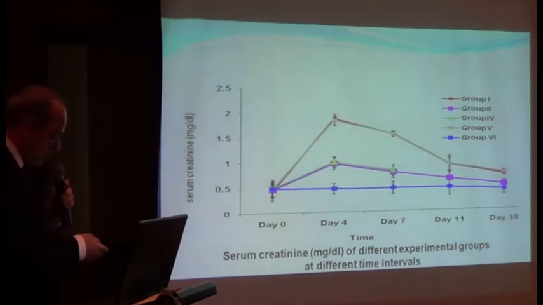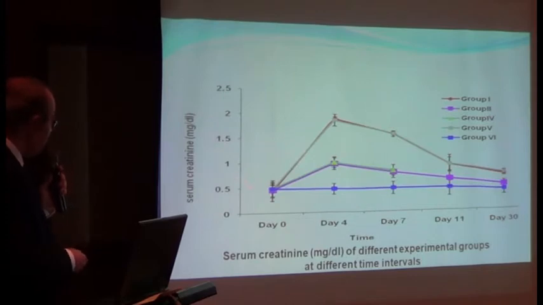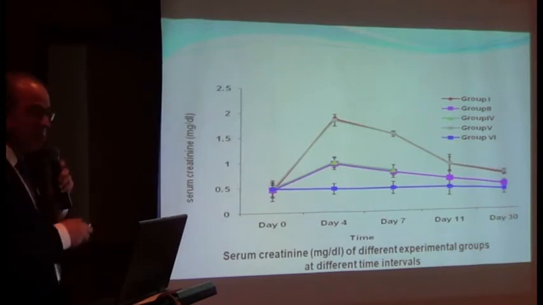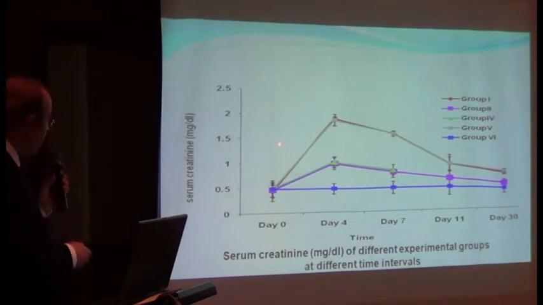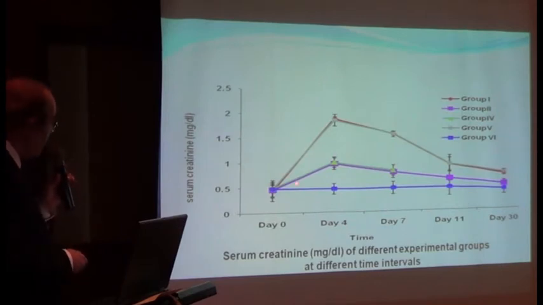Okay, this is the serum creatinine. This is the group of normal rats, serum creatinine. And this is the creatinine change in the cisplatin-treated group. You see a significant increase in serum creatinine. And the other group in green is the group injected with cisplatin and treated with just culture media. So no response, as they say.